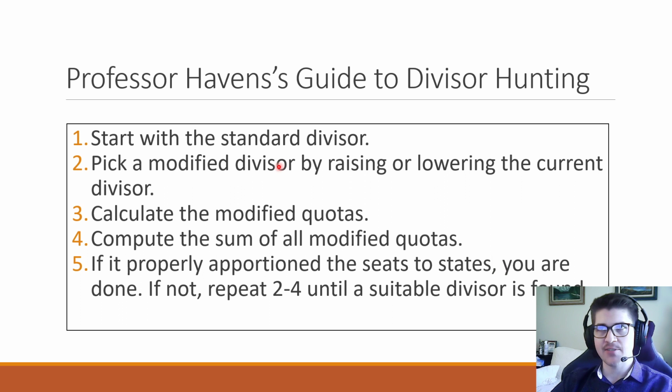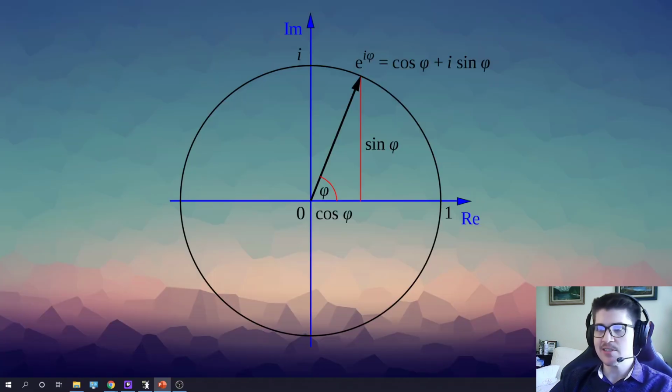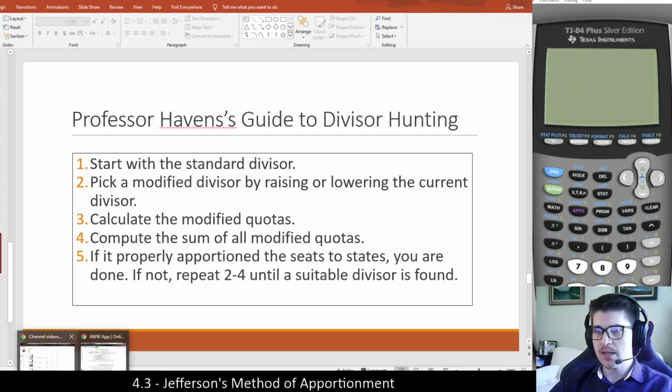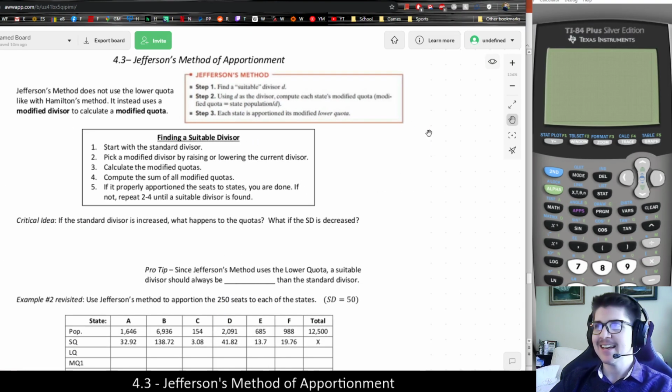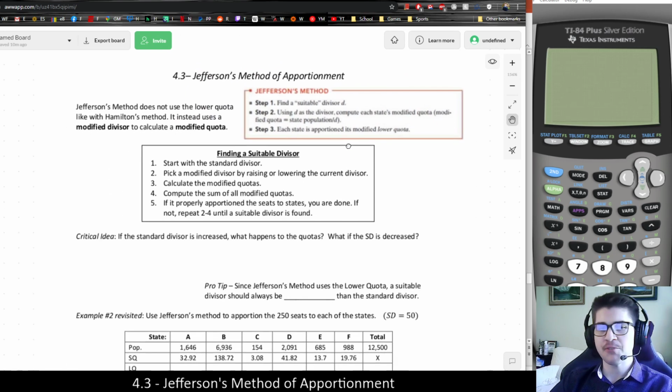So basically, guess a divisor, compute. Did it work? No. Try again. It is quite tedious, but that's the idea. So let's do an example of using Jefferson's method to figure out an apportionment problem.